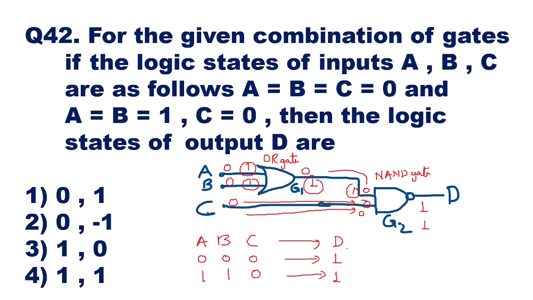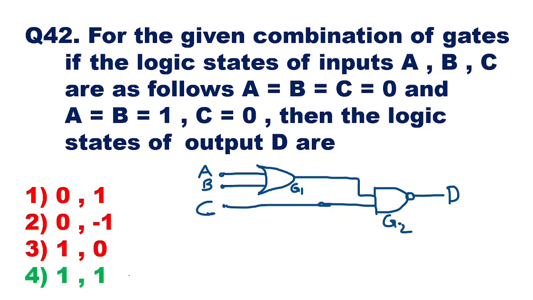So we are having a combination of output as 1, 1, and this combination is shown in option 4 over here. That is 1, 1. So option 4 will be the right answer here. Both the combinations of inputs, when A is equal to B is equal to C is equal to 0, will give output as 1, and if the combination of the input is A is equal to B is equal to 1 and C is equal to 0, in that case also the output will be 1. Then we'll go to the next question.